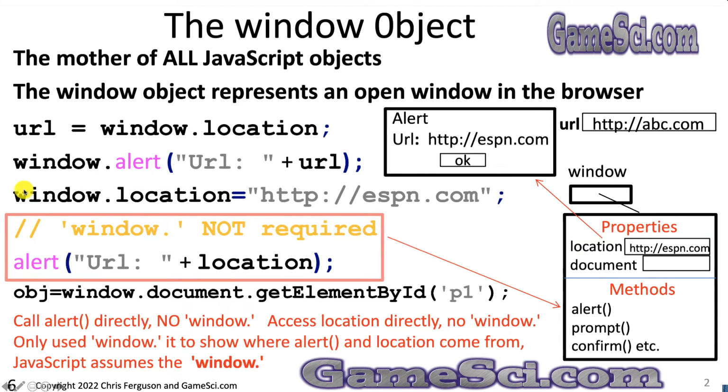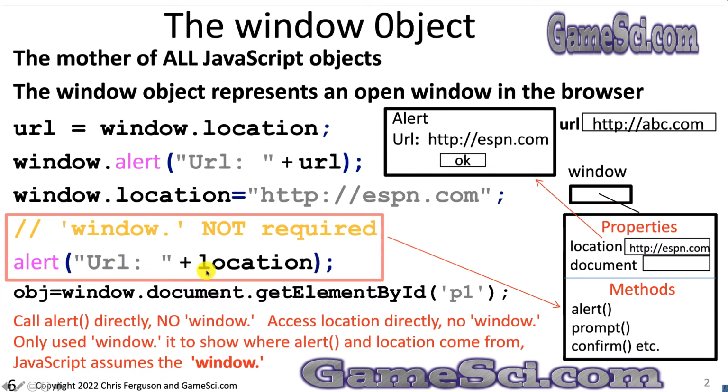And to be honest with you, above here, I was kind of doing a little extra. I don't have to do this window dot here and a window dot here and a window dot here. The window dot is not a requirement. It turns out so many commands would start with window dot. JavaScript automatically does a window dot in front of alert and in front of location. So I don't have to say window dot alert. I can just call alert.